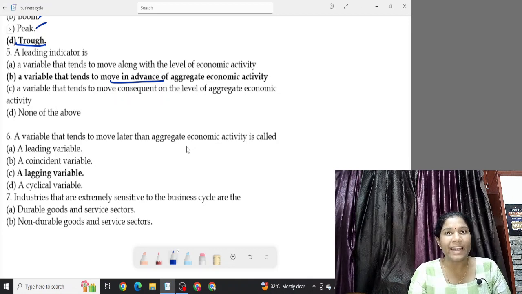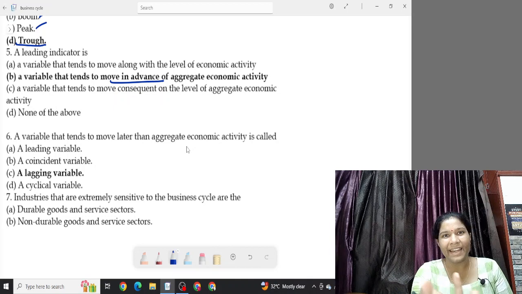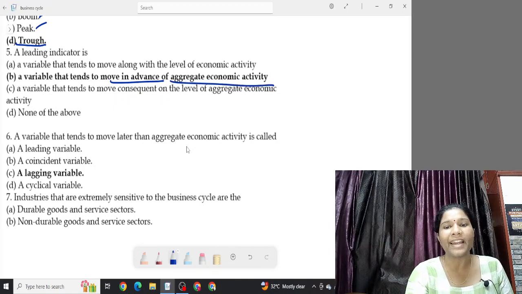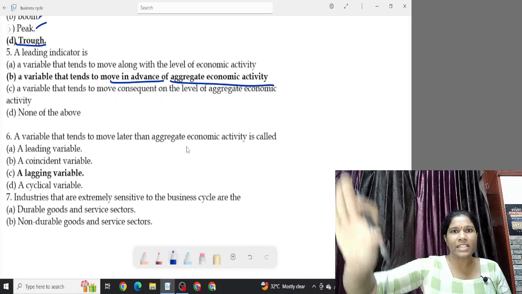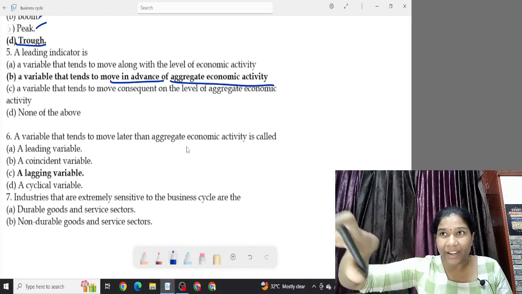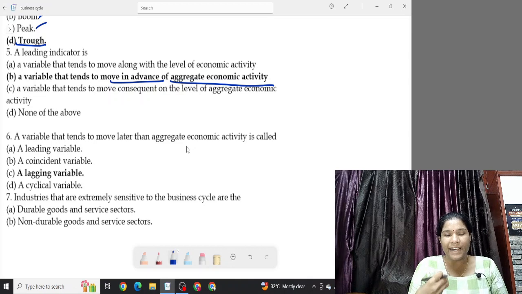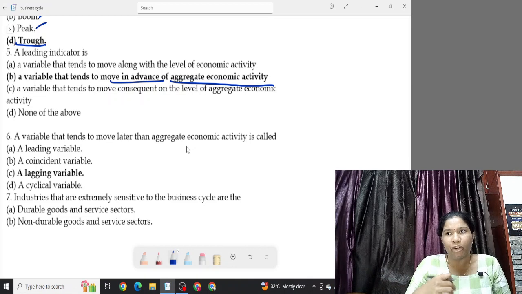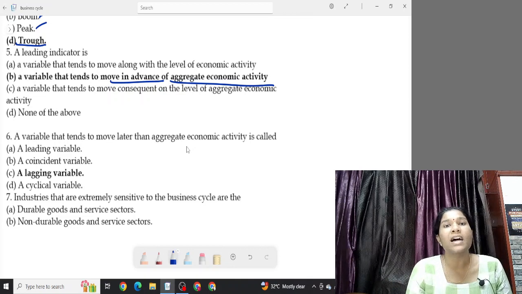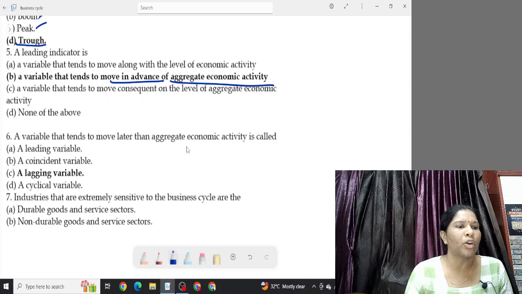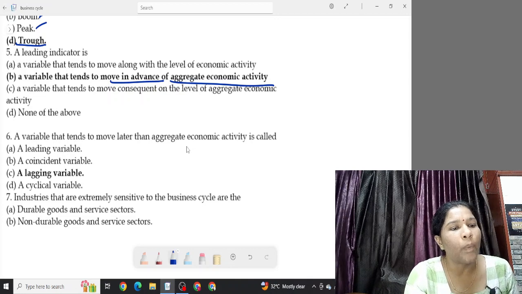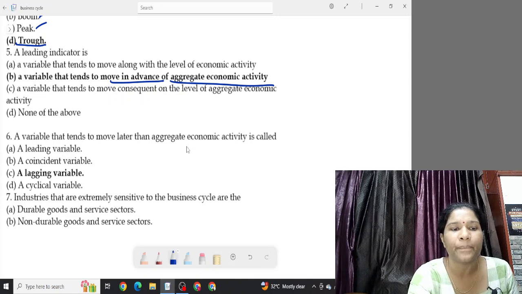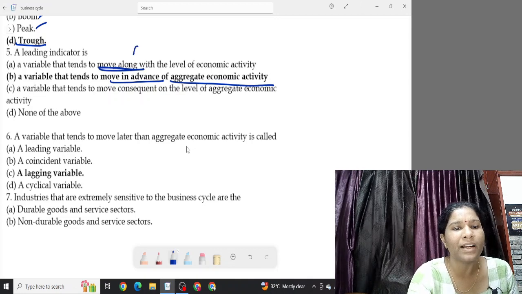So here they're saying that any variable that is an indicator will move in advance of aggregate economic activity. Before the aggregate economic activity expands, the indicator is indicating to you in advance, which means the indicating is happening before the actual event. So that is why it is called a leading indicator. Okay, what are the other options they've given us? A variable that tends to move along with the level of economic activity. Move along would mean concurrent.